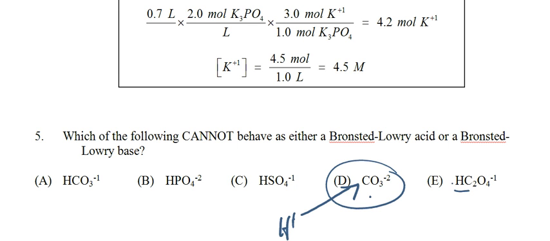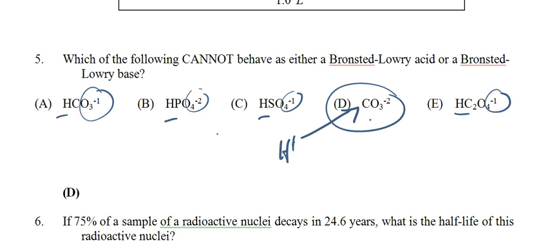So for it to act like an acid, it has to have hydrogens. And I'll give you a heads up too. Oftentimes, not every time, but oftentimes, amphoteric substances have a charge associated with them, and, of course, at least one hydrogen with that charge. So letter D would be the best choice for number 5.